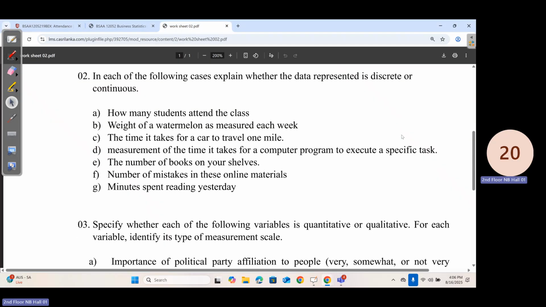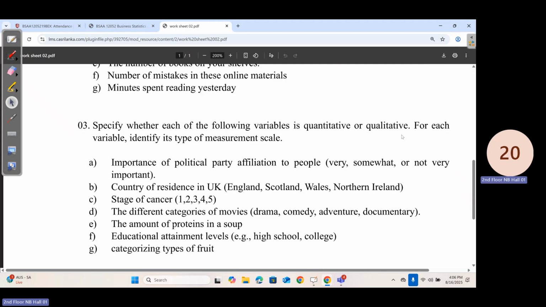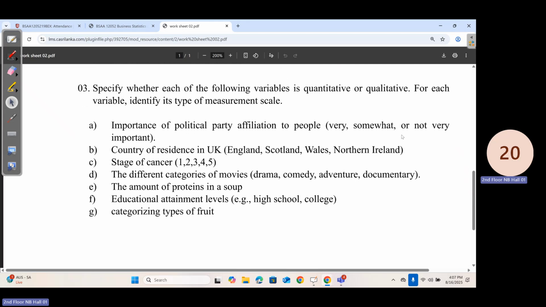Then we move into the last question. It consists of 7 variables. First, you need to identify whether it's quantitative or qualitative. After that, you write down the level of measurement. Before identifying the level of measurement, first look at what the respondents can do. Here some suggestions are given. Based on that, you decide what the level of measurement is.